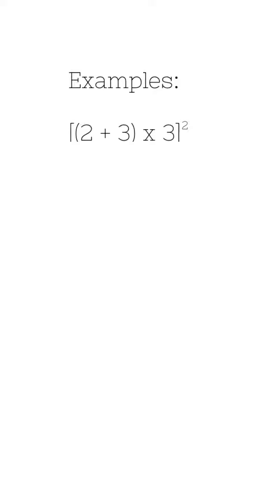For our first example, we have a bracket with a parentheses, and then the 2 plus 3 parentheses times 3 bracket squared. If I follow my rules of order of operations, first I have to go with groupings. I see multiple groupings here, so I'm going to start with the innermost grouping. I'm going to begin with my 2 plus 3. So 2 plus 3 is 5. So I end up with now bracket 5 times 3 squared.